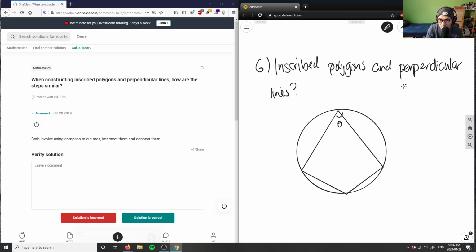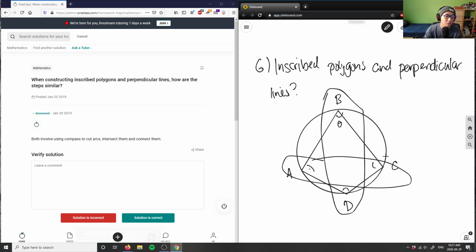So this is A, B, C, and D here. I can say A and C are supplementary, or opposite, and B and D are also supplementary. So A and C, like across here, are supplementary angles, and B and D are supplementary angles. So these are all opposite angles. So that's kind of an inscribed polygon.